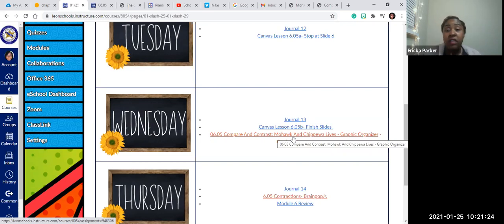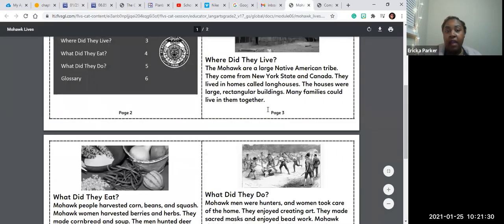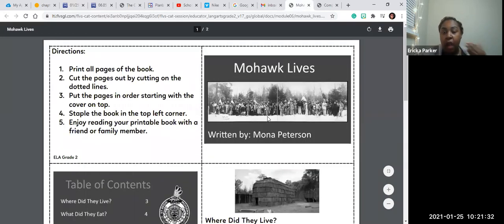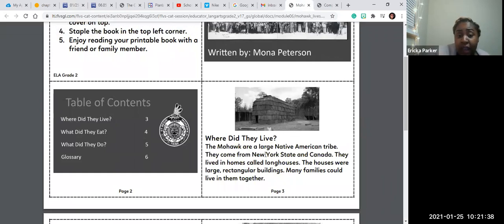Okay, this is not hard. You need to just look at how they are alike. Okay, how are they alike? You're going to break it down just like we did before. We are going to look at where they are from, where they live.